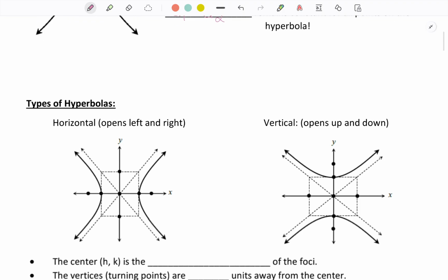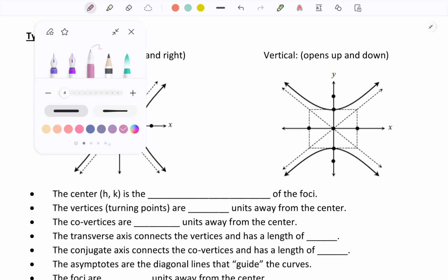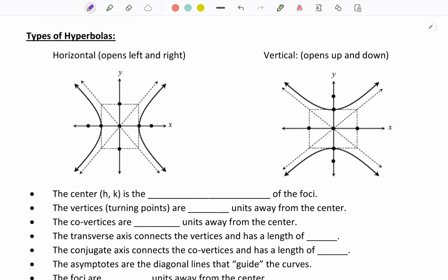So with hyperbolas, you do have, like ellipses, a horizontal version and a vertical version. That horizontal version opens left and right, and you will have two curves that are a mirror image of each other. And then the vertical opens up and down. So just like the ellipse, you do have a center, and that center is in between the two curves.